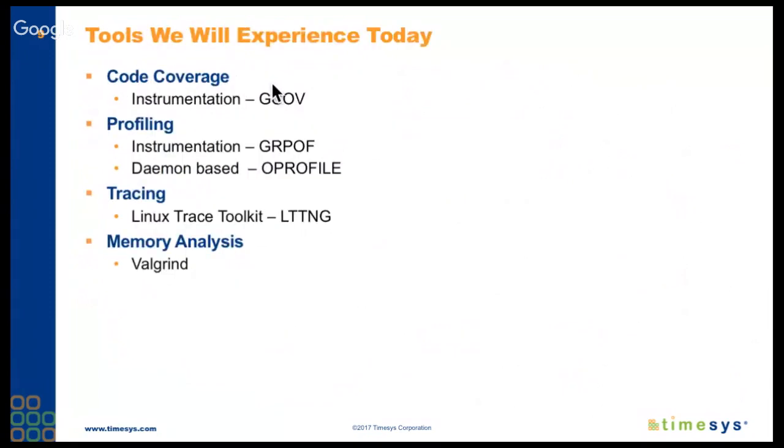So the open source tools that we are going to experience today include tools for code coverage. And the tool that we're going to work with is called Gcov. It's a type of tool that requires us to instrument our application code to collect the sample. So we're going to talk more about these 2 approaches, the instrumentation and daemon-based, a bit more today. But Gcov is an instrumentation-based approach for code coverage.